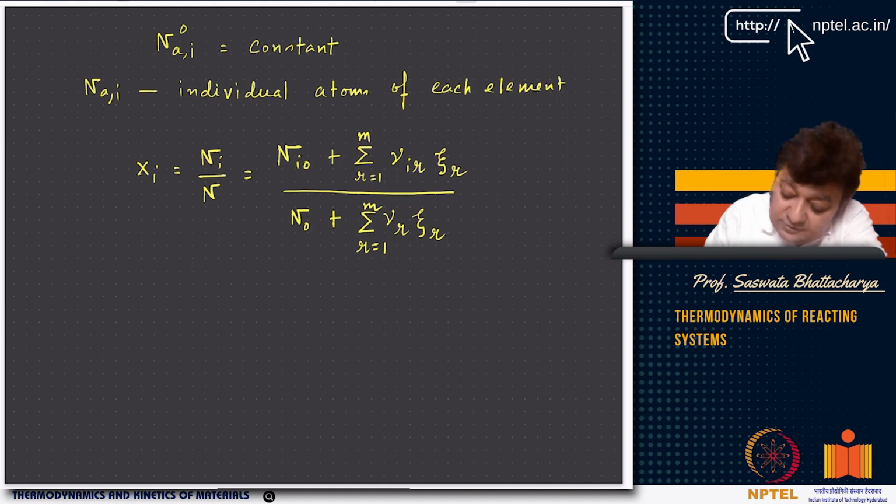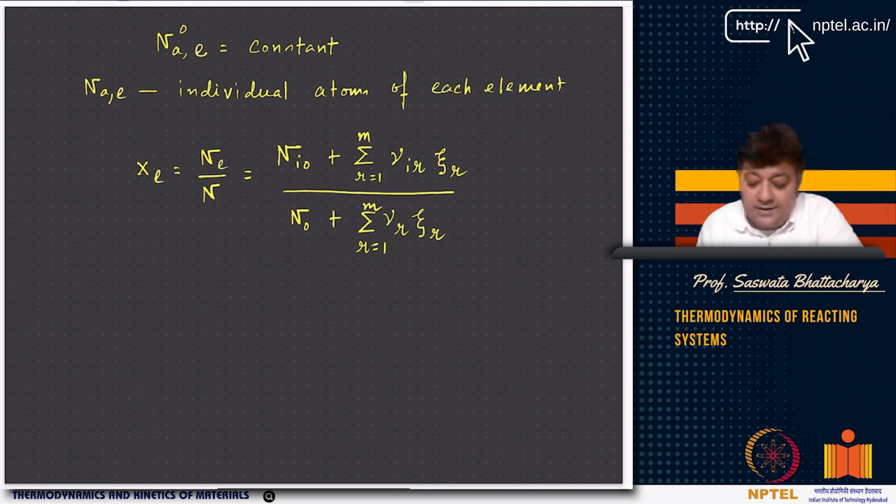I is the element. So if I is the element, instead of I, that's why I will call it E. That's better. So basically this is for an individual atom of each element, and this becomes Xe, and this becomes Ne by n, which is basically going to be this Ni0. So if you look at that, for each element, individual atoms of each element have to be conserved.